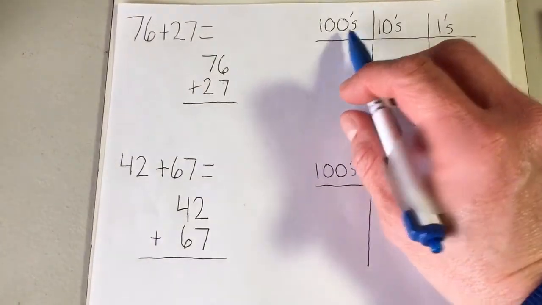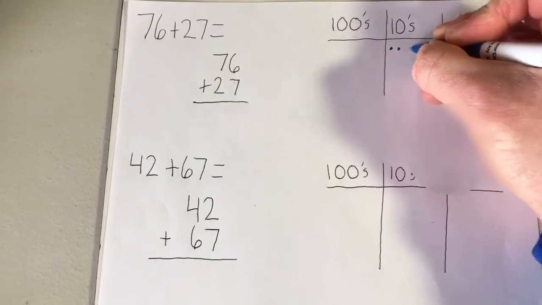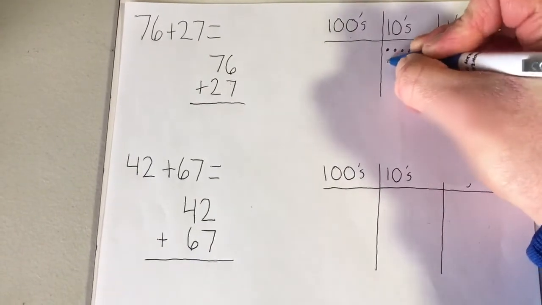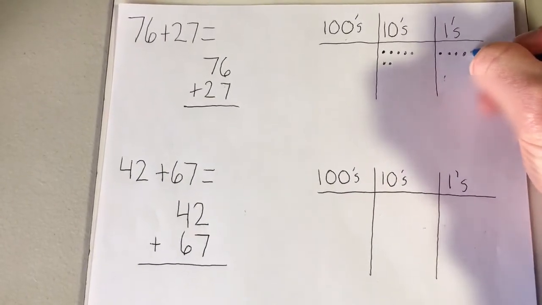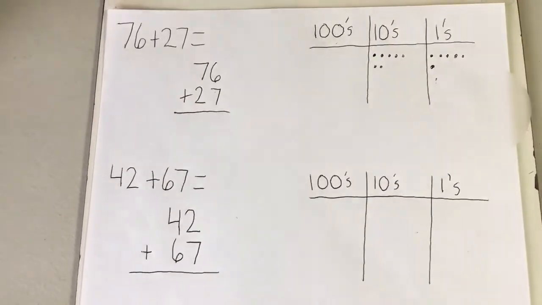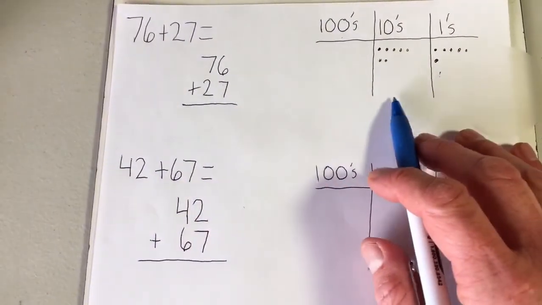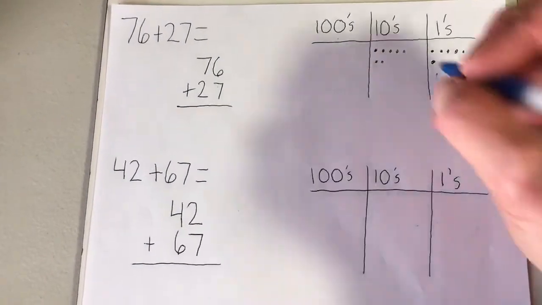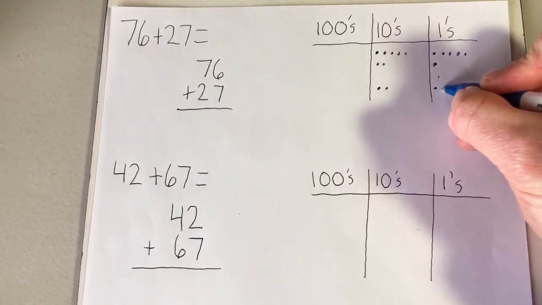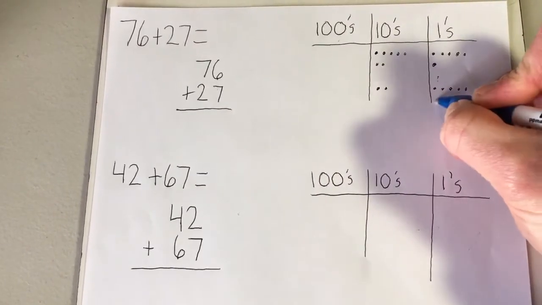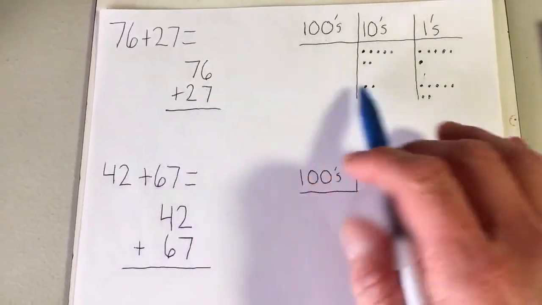So I've built my hundreds, tens, and ones chart. What I'm going to do is write the number 76, 7 tens, and 6 ones. That is 76. Now I need to add 27, and I'm adding. So I am going to put both numbers into the chip model. So I'm going to make the number 27. 2 tens, 7 ones. So I've made 76 and I've made 27.